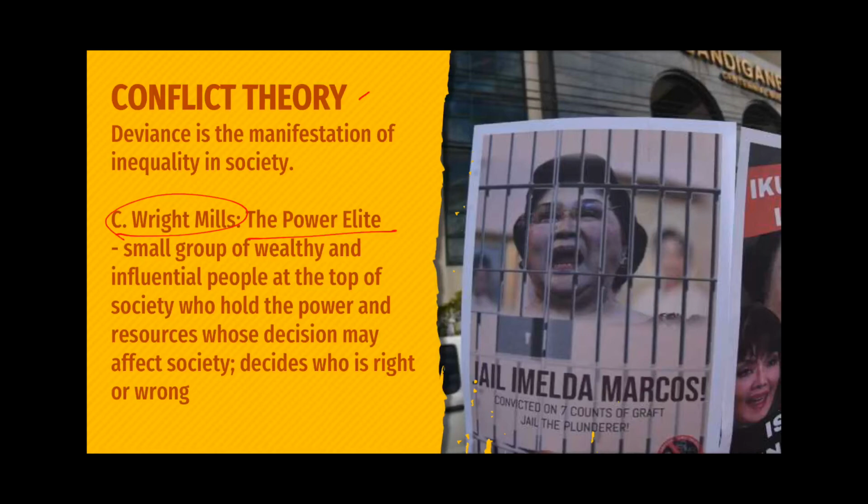So I'm showing you a picture of Imelda Marcos, who is obviously a criminal. Let's just be honest with it. She's a criminal based on the decision that was made by the court in relation to her case, the graft and plunder. So, as you can see in the picture, she's a convicted graft and plunderer.